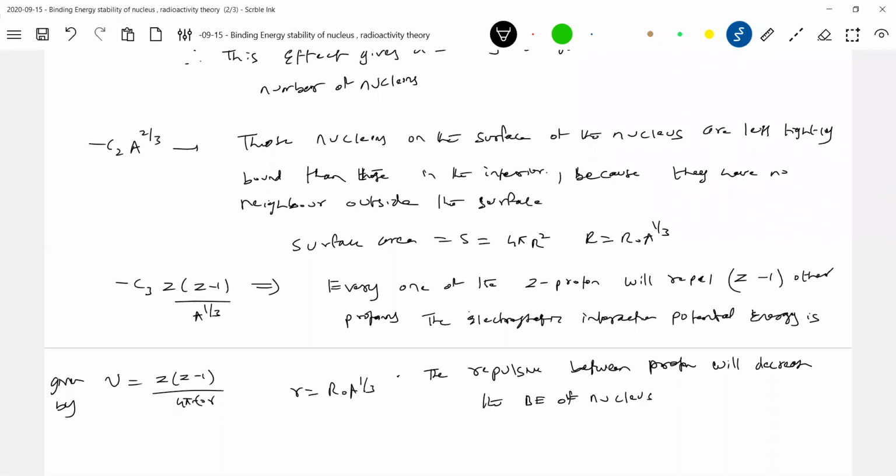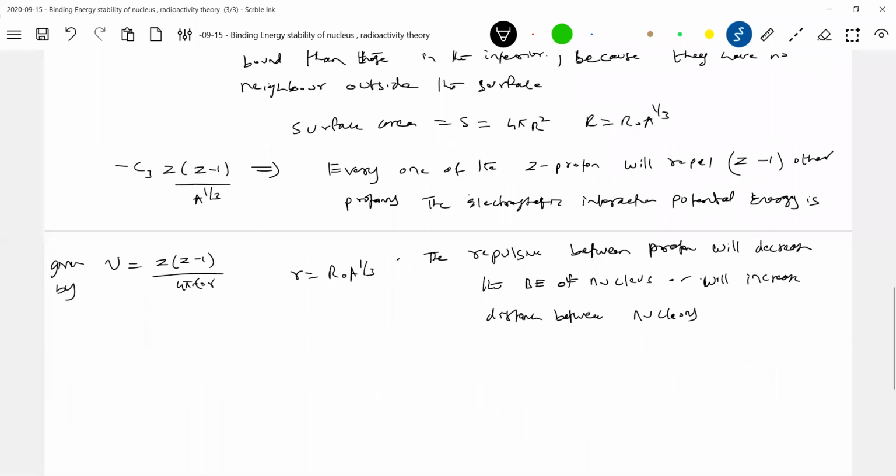Why will it decrease? See, what do you mean by binding energy? If they are more tightly bound, more binding energy. So this repulsive force will try to increase the distance between the nucleons, so the binding energy will decrease here. The repulsive force between protons will decrease the binding energy of the nucleus, or will increase the distance between nucleons. Therefore it has to be negative. So it will contribute as negative. The binding energy depends on this interaction between the protons also. So with more protons, definitely the stability will decrease here.